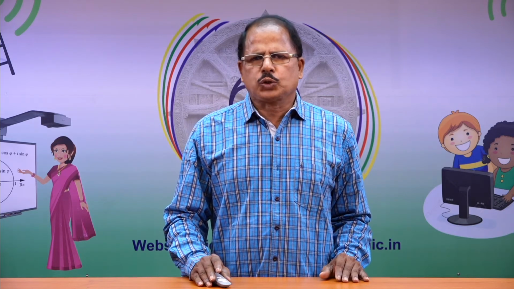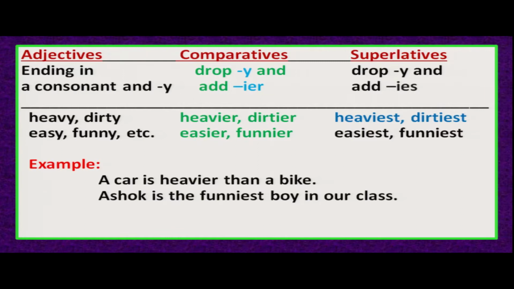For example, heavy, HEAVY: the last letter is y, and the letter before it, v, is a consonant. So we remove the y and add IER to make the comparative. So heavy becomes heavier, dirty becomes dirtier, easy becomes easier. So y will be removed and IER added. In the superlative, we remove y and add EST. So a car is heavier than a bike. Ashok is the funniest boy in our class, right?